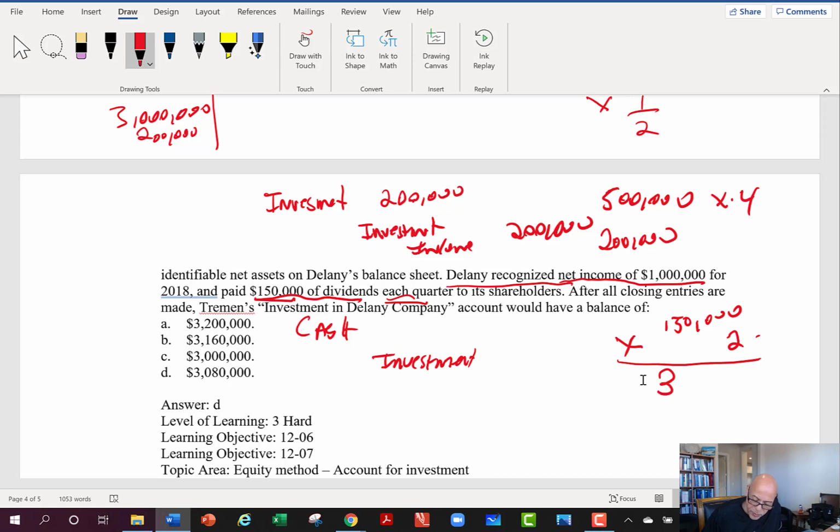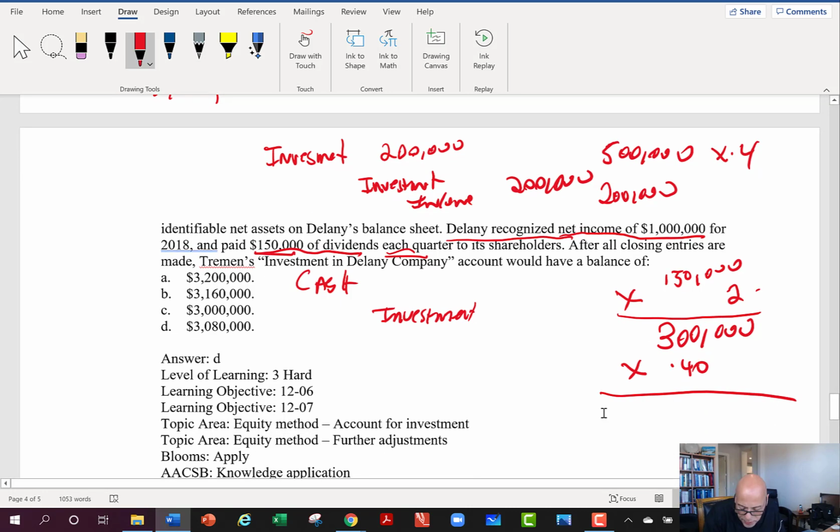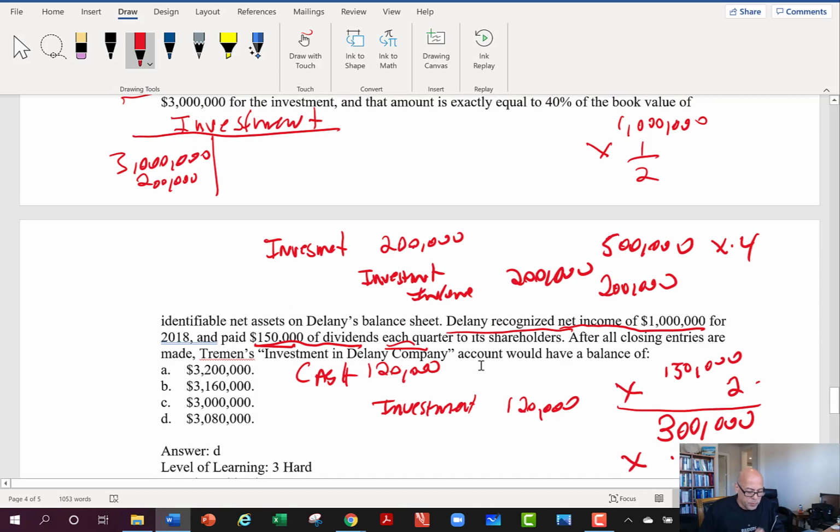That's going to give me what? 300,000. But I only own 40% of the company. So that whole 300,000 is not my total dividend here. I'm going to get what, 120,000, 40% of that. So I debit cash 120,000. I credit investment 120,000. Okay, and when I credit the investment, because remember I'm trying to answer the investment account question here.